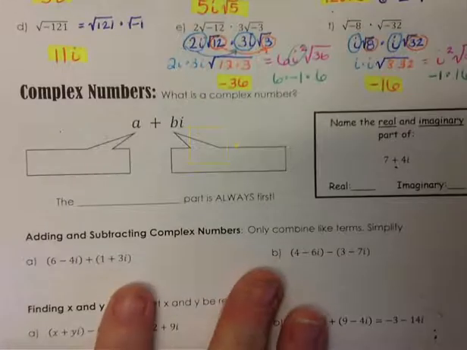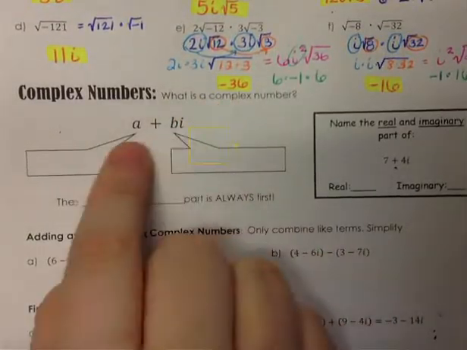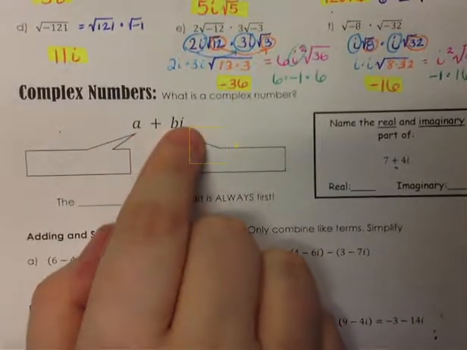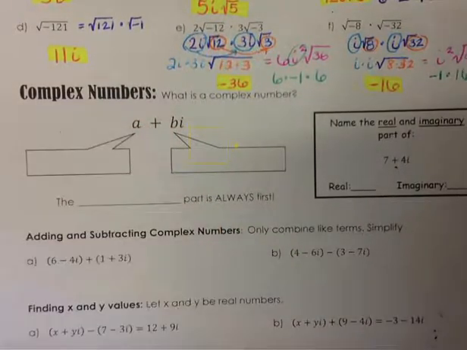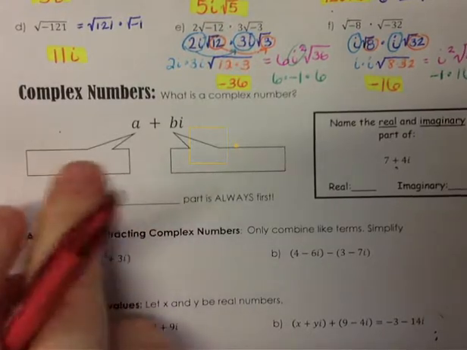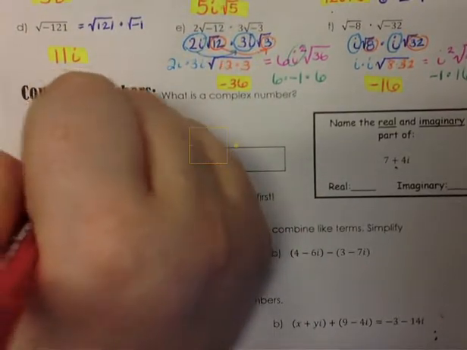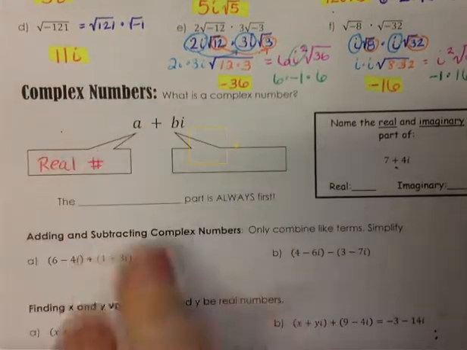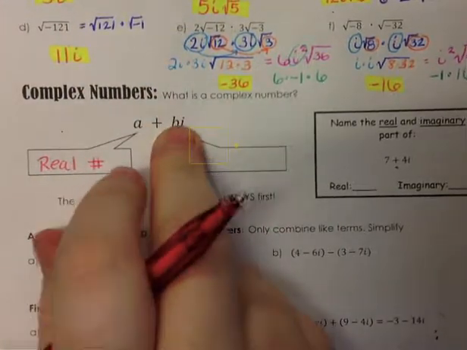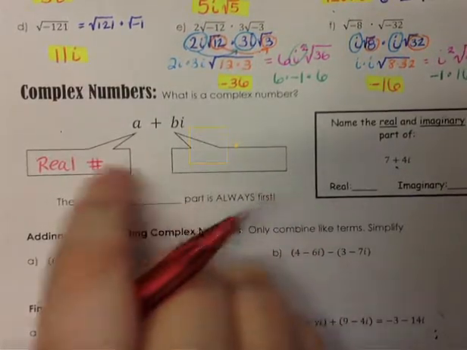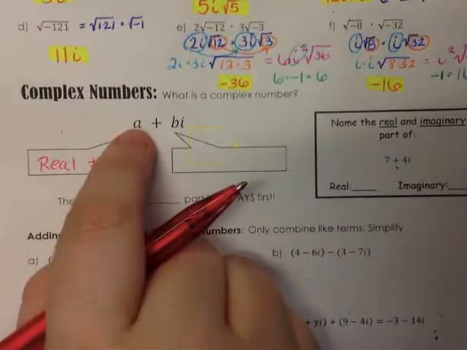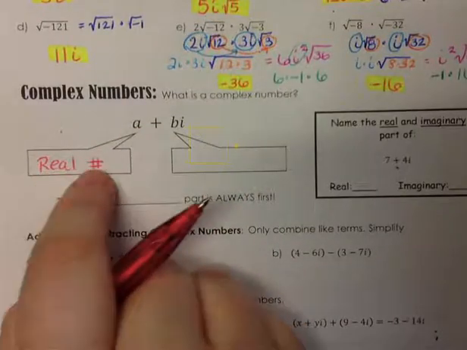So a complex number, what is a complex number? We have a plus bi. The a part right here has no i on it. That means that the a, this part, is the real number. Because, again, in the error, we saw it was a non-real value. When I took the square root of -25, it was non-real. So if I took the square root of 25, it would be real.